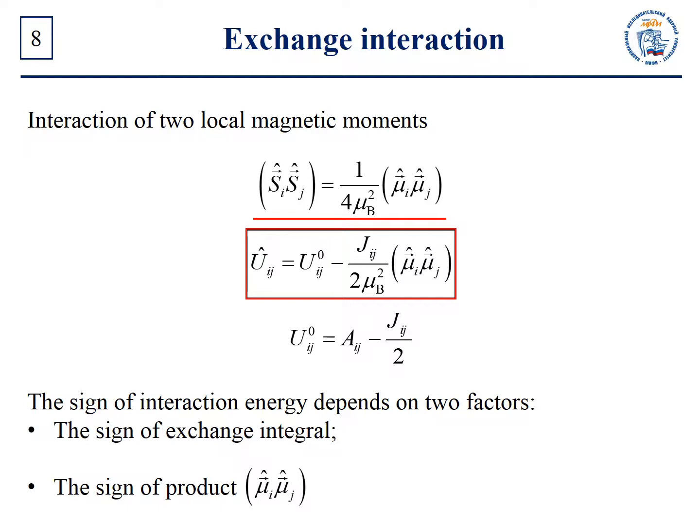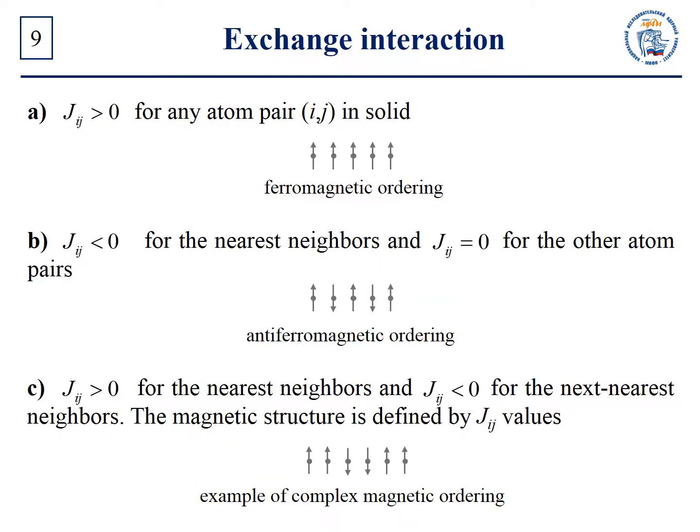It follows from the previous equation that for the magnetic moments of the ith and jth atoms, it is energetically favorable to be oriented in one direction if J_ij is greater than 0, and in opposite directions if J_ij is less than 0. In the case that J_ij is greater than 0 for any pair of atoms in the sample, the total energy of the system is minimum when all magnetic moments are unidirectional. This is the ferromagnetic ordering.